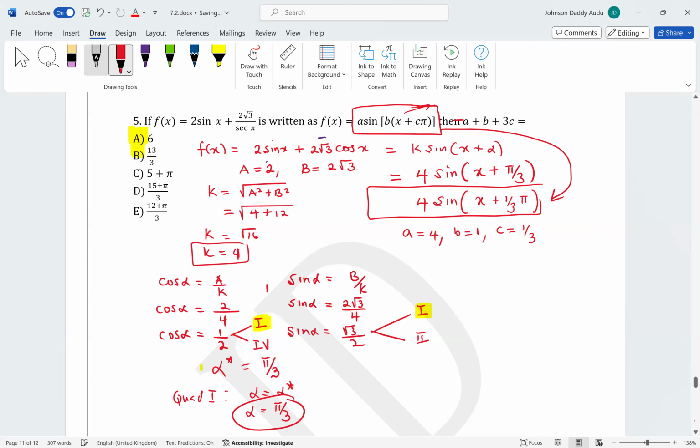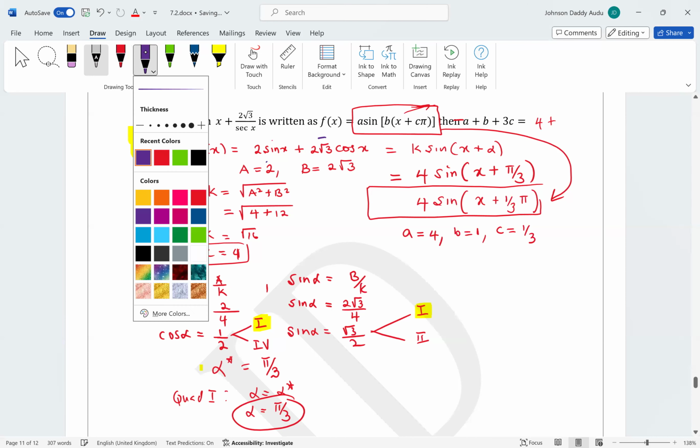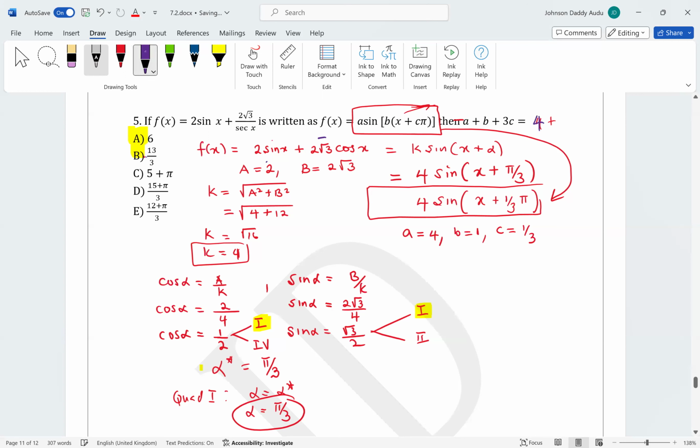All right. So when we get back here, we want to find a plus b plus 3c. What is a? a is 4, plus b, which is 1, then plus 3c. So this is 3 times c, and c is 1/3, right? So this will just give us 4 plus 1 plus 1, which is 6. So the answer is A only, not B, but A.